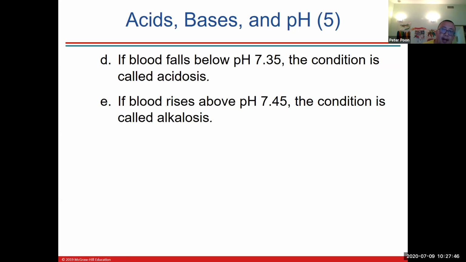That only works to a certain level. Eventually, you run out of one or the other. And so, if the blood pH is below 7.35, the condition is called acidosis. If the blood pH level is above 7.45, the condition is alkalosis.